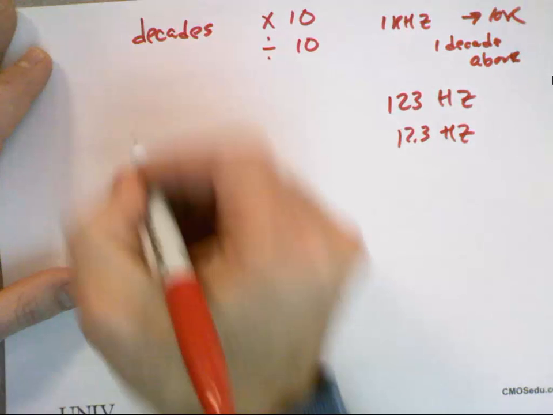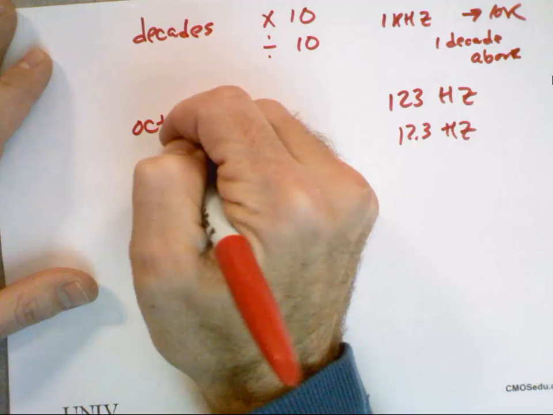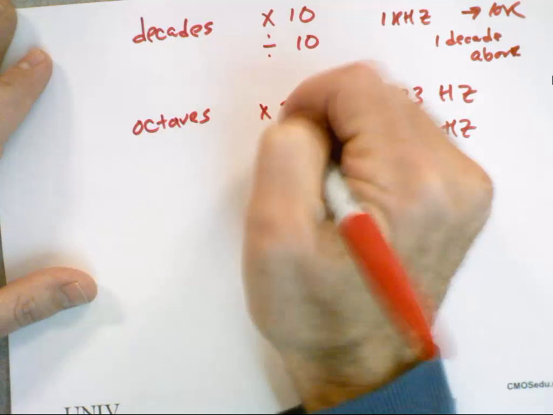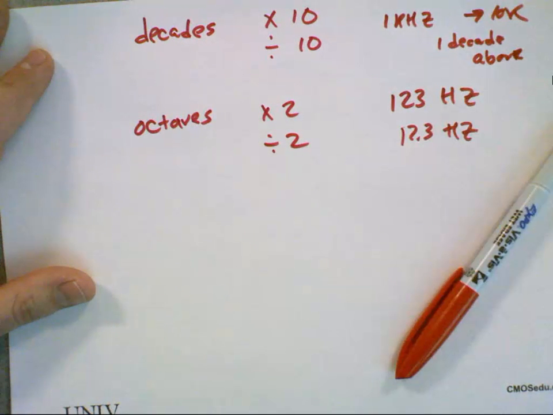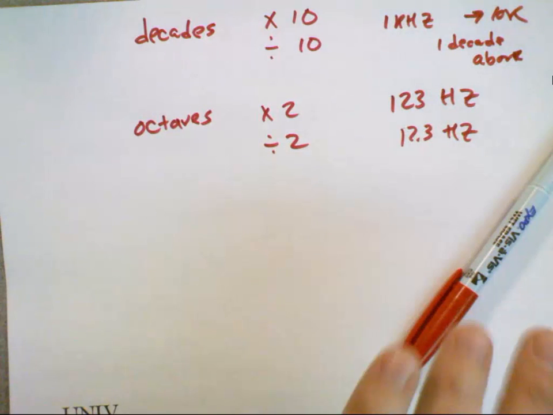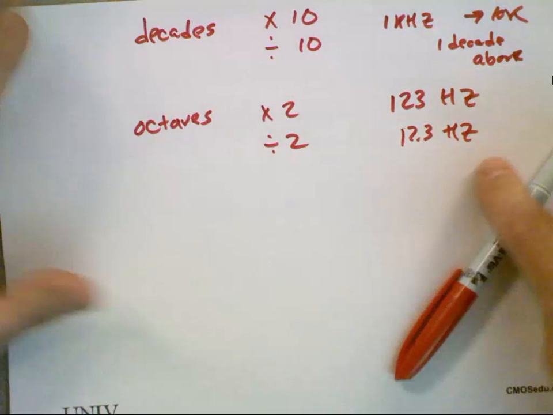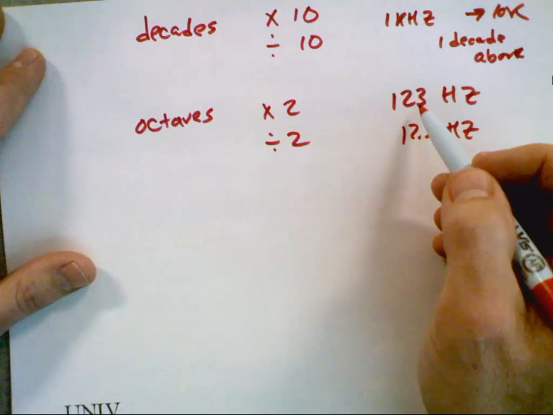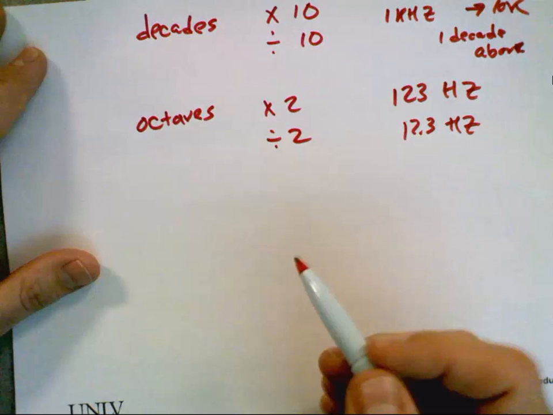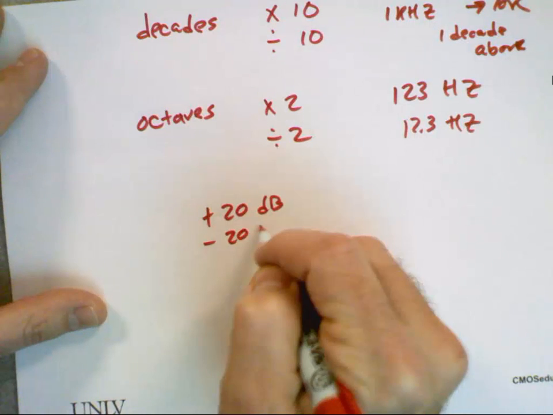Multiply by 10. What about octaves? Don't say 8. It's a double. It's multiply by 2, divide by 2. If you've done music and you go up an octave, that means you're multiplying your frequencies by 2. You go on your piano up an octave, your frequency changes by a factor of 2 of everything. So what's one octave above 123 hertz? 246. Okay, if we say plus 20 dB or minus 20 dB, what does that mean?